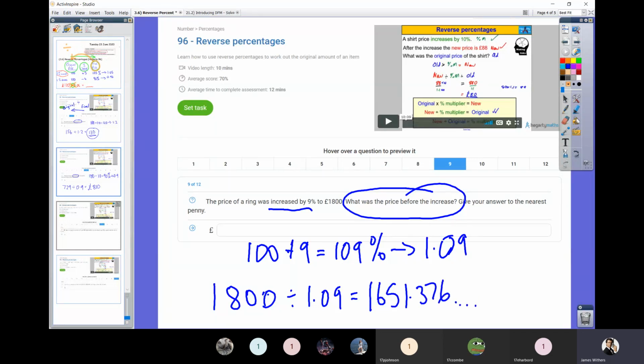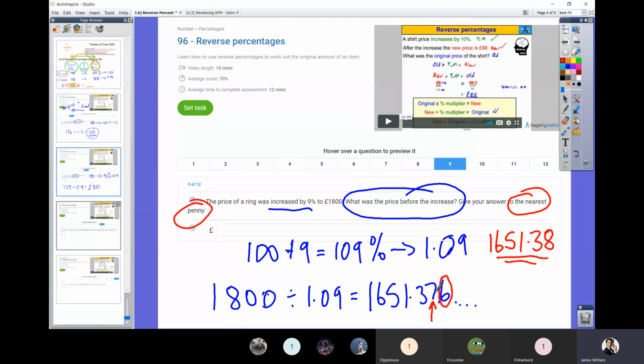1651.376... Now be careful, give your answer to the nearest penny. The nearest penny. So 100 pennies in a pound. So that's got to be my final number there. Do I round the 7 up? Yes, I do, because that 6 is greater than 5. So your final answer here would be £1651.38. So be ever so careful. If you get that rounding wrong, you will lose the mark for question 9. Okay, so to the nearest penny, you've got to get 2 numbers after the decimal point, and that second number may have to be rounded up or not.